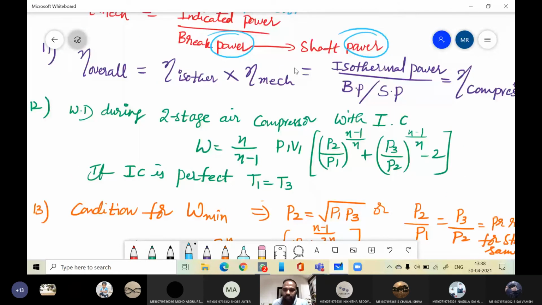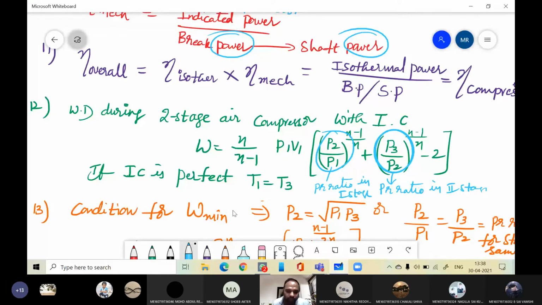So what is meant by P3 by P2? How to call P3 by P2? Delivery pressure to the intermediate pressure, means I can say pressure ratio in the second stage. Is it okay? Yes, sir. Here P2 by P1 can be called the pressure ratio in the first stage.